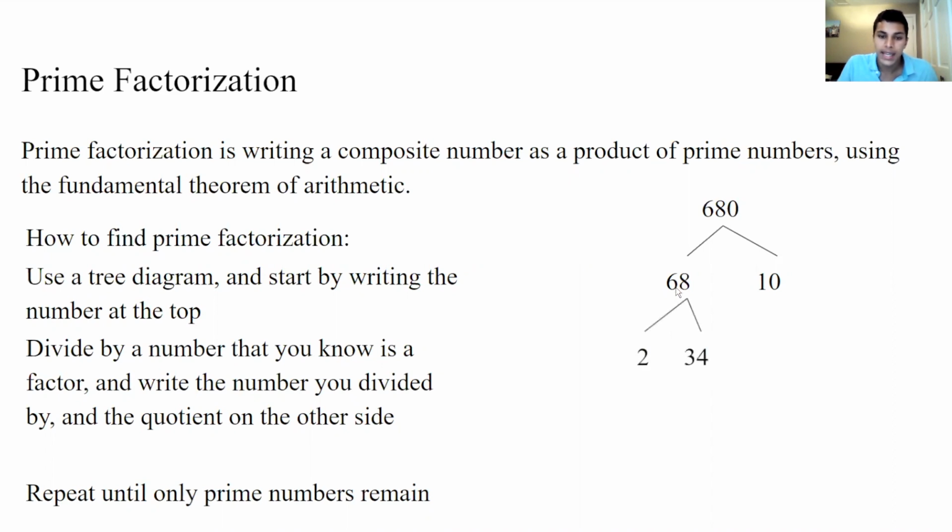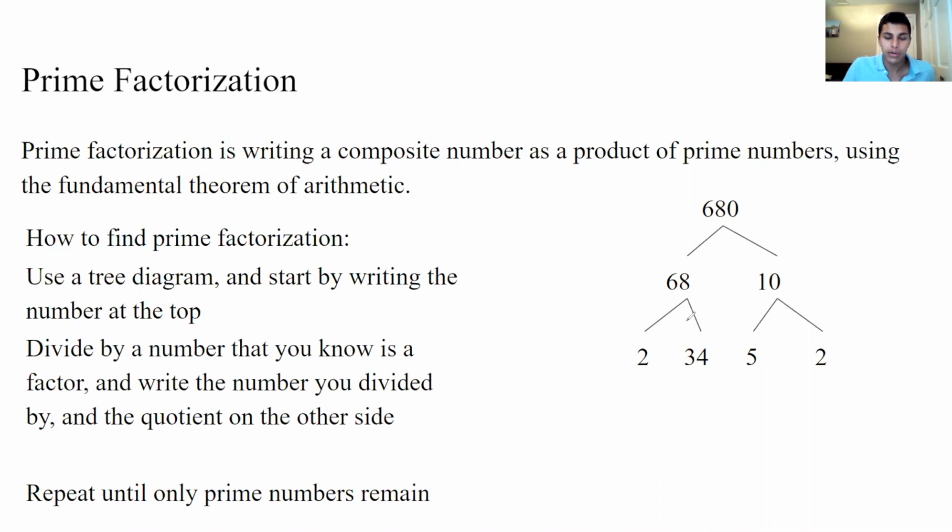So with 68, it can be broken down into 2 and 34. And then we can break down 10 into 5 and 2. Now what you'll notice after we broke these down is that some of these numbers are prime. So when we broke down 68 into 2 and 34, we got 2, and 2 is a prime number. So there won't be any branches coming off this 2 because we can't break it down any further. However, 34 can be broken down even more.